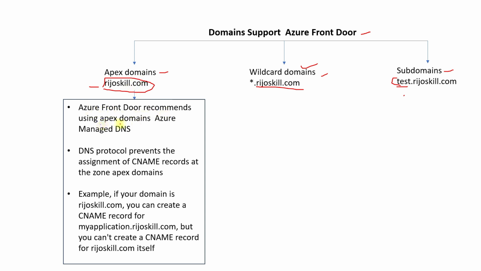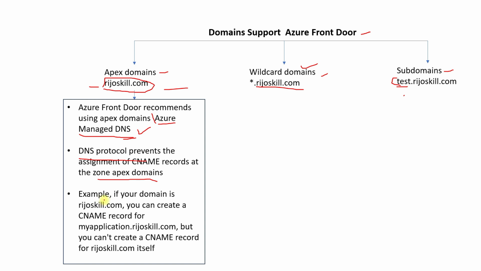For the Apex domain, Azure Front Door recommends using Azure managed DNS when you are using a root domain, like rijoskill.com or apple.com. What is the reason? The DNS protocol prevents assigning a CNAME record at the zone Apex domain. You cannot create a CNAME when you are using the root domain, so you cannot point the record to another hosting service. That's why CNAME is not supported for the Apex domain.